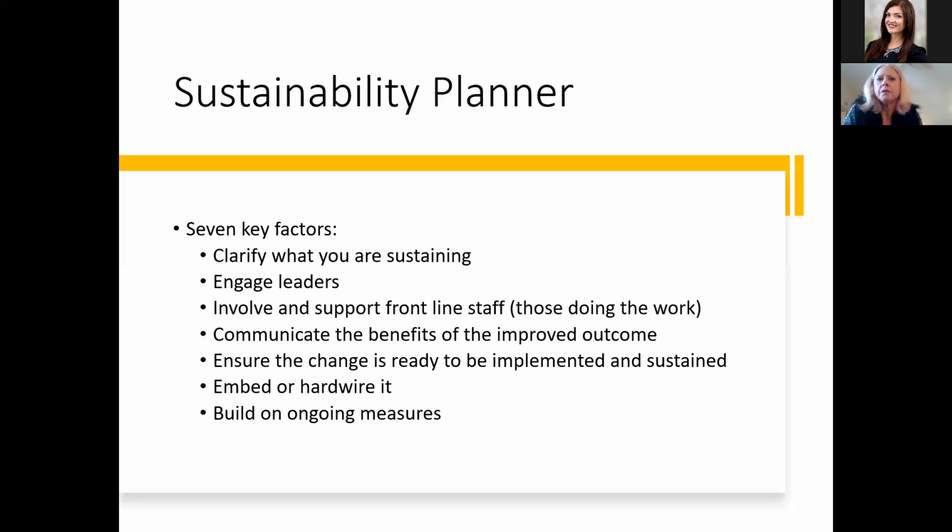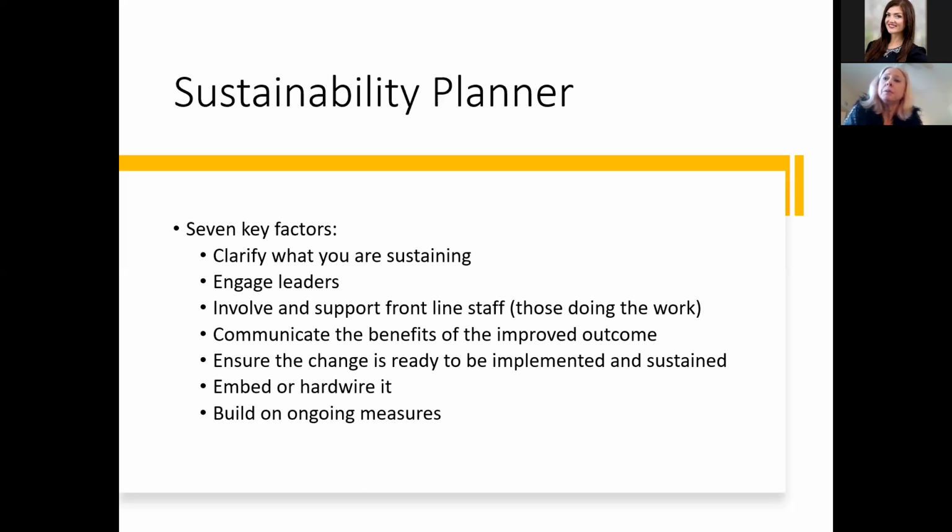Involve your support, your frontline staff. Those doing the work improve the work. So continue to involve them in that knowledge management and the data. Communicate those benefits of the improved outcomes. Remind them of why we're doing this. Remind them of the benefits of a well woman visit, where a woman's empowered to talk about the things she needs to talk about and for her future planning.